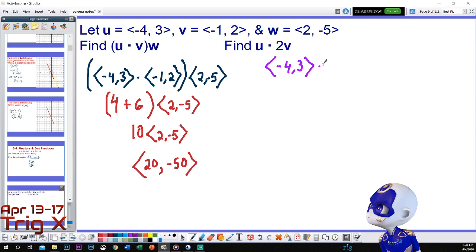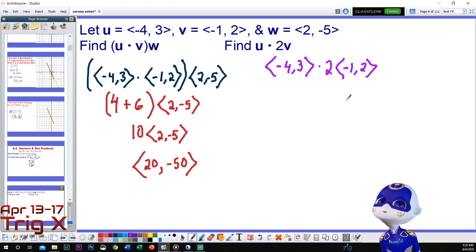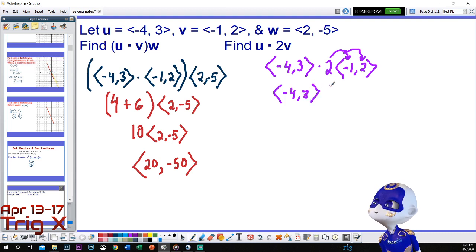Alright, hopefully you are unpaused now, and we're just going to copy down all of our vectors in place of u and v. Next, I have 2 scaling this vector, so let's multiply it by a scalar of 2, which is just doubling it in size. So I've got 2 times negative 1 is negative 2, and 2 times 2 gives me the 4. There they are. Let's multiply.